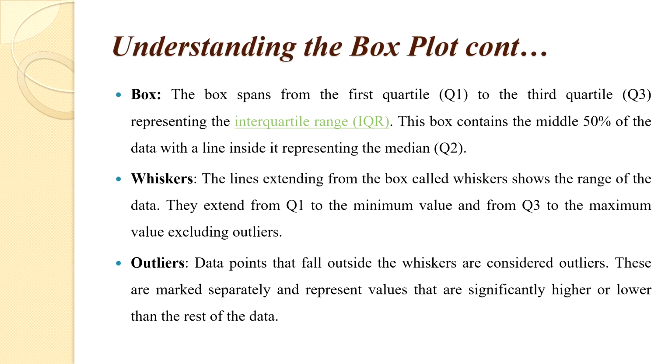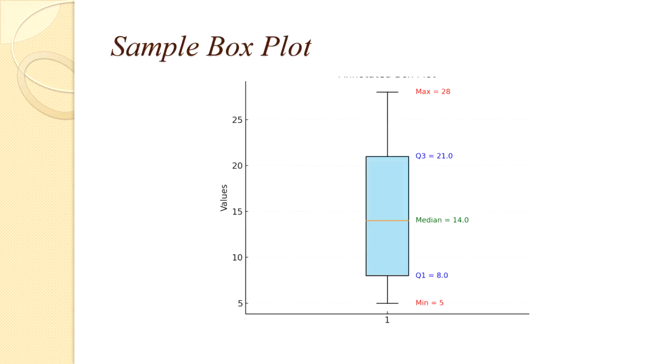Then outliers. What are outliers? Already we saw that data points that fall outside the whiskers are considered outliers. These are marked separately and represent values higher or lower than the rest of the data. Here is a sample box plot with given values. The minimum value is 5. The maximum value is 8. In between, we have the Q1, Q2, Q3 values.